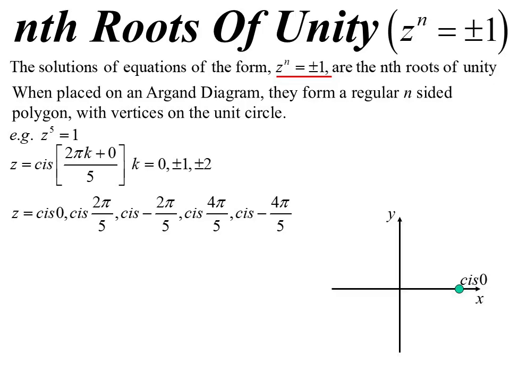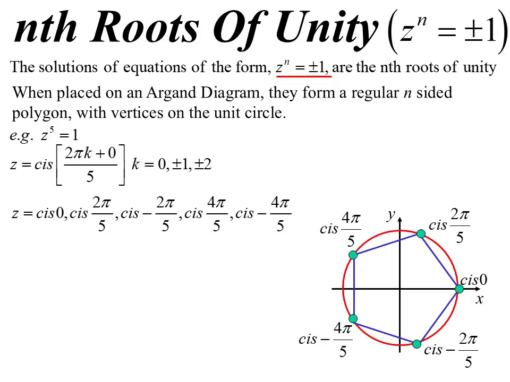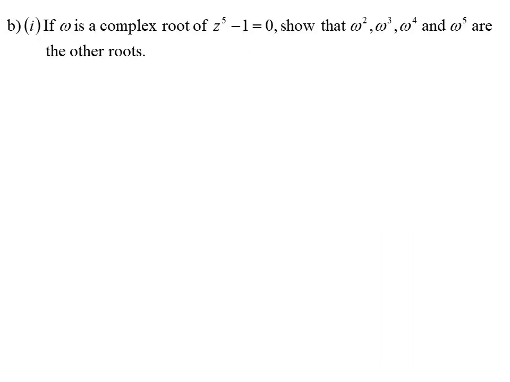Now let's plot those. There's our first one, cis 0, which is of course just 1. Cis 2 pi on 5, and its conjugate. Cis 4 pi on 5, and its conjugate. And if I was to join them up, there we go, we get our pentagon, and it lies on the unit circle. Now we play with these roots of unity.